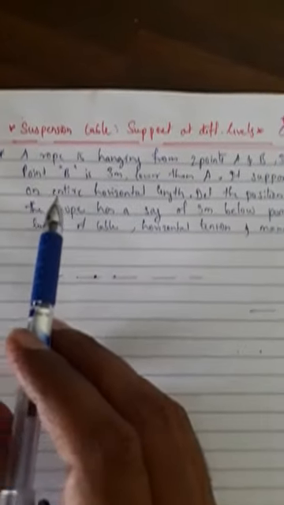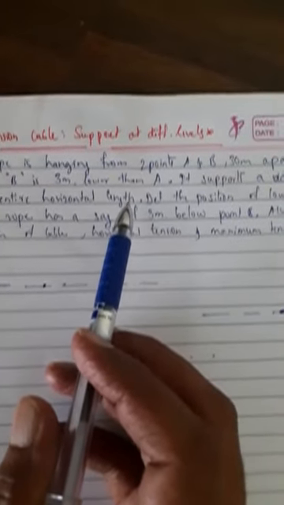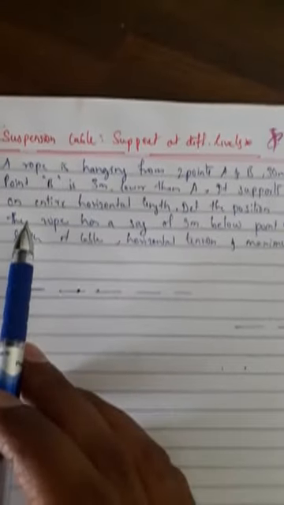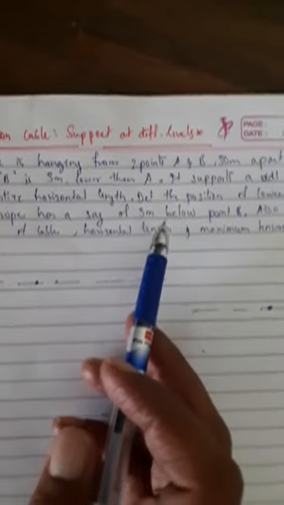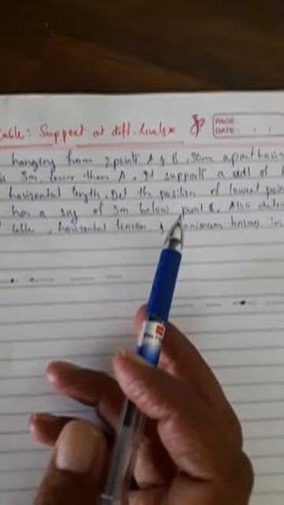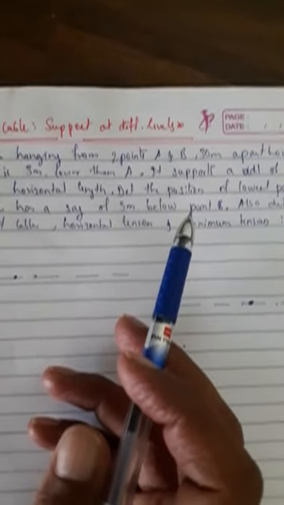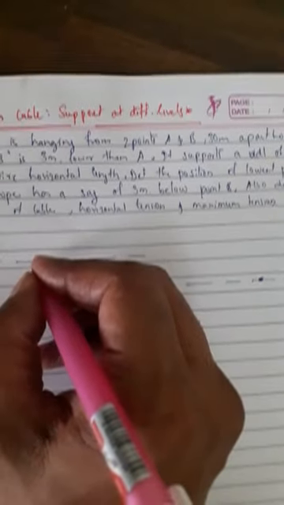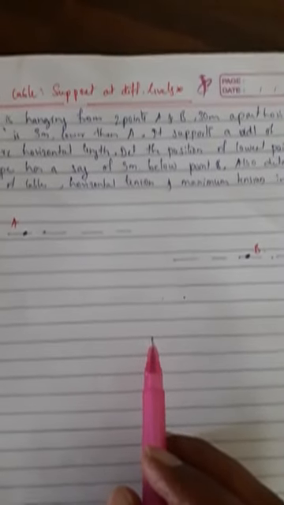It supports a UDL of 10 kilonewtons per meter over the entire horizontal span or length. Determine the position of the lowest point if the rope has a sag of 3 meters below point B. It means the lowest point of the cable is 3 meters below point B. Let this be point A. This is point B. The lowest point of the cable is 3 meters vertically below this. Let that point be somewhere here.